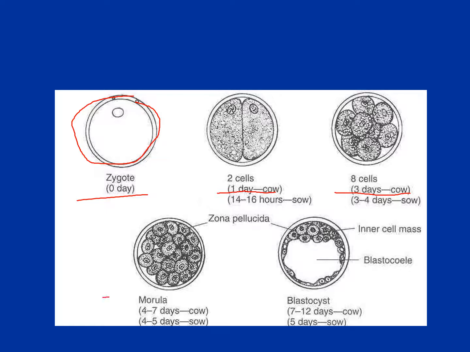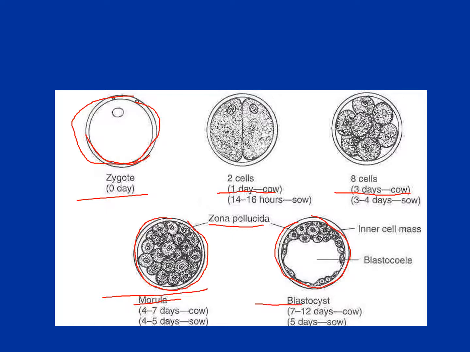At almost a week, we have a morula. The outer coating of the egg is the zona pellucida, and that outer coating has not grown. So the zona pellucida is still intact. We're getting many more cells, but the cells are just getting smaller.